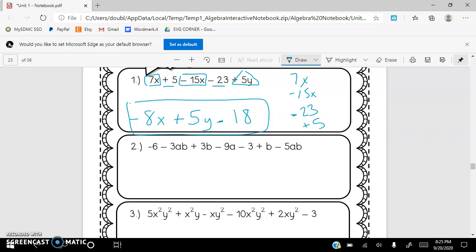All right, so the next one, number 2, we have -6. So let's start with -6. Let's look for all the numbers that don't have a variable attached. So we have -6 and -3. Next we have a -3ab and a -5ab. Following that, we have a -9a. And as you can see, I always put it in alphabetical order. Then we have a 3b and a b.